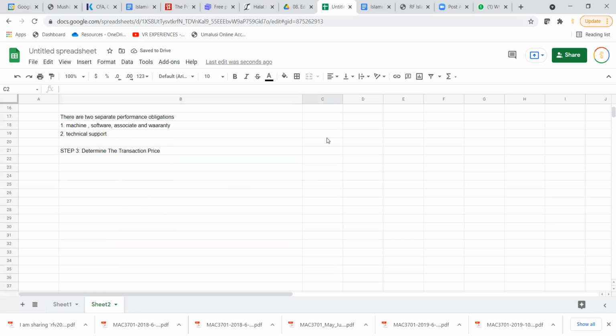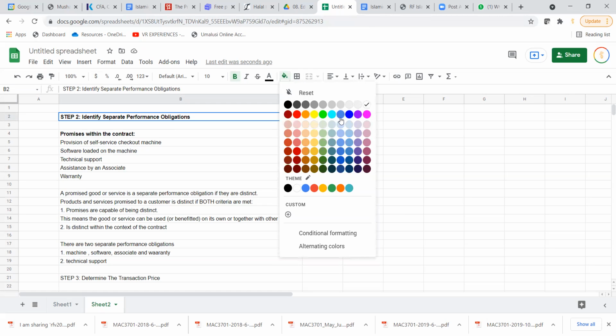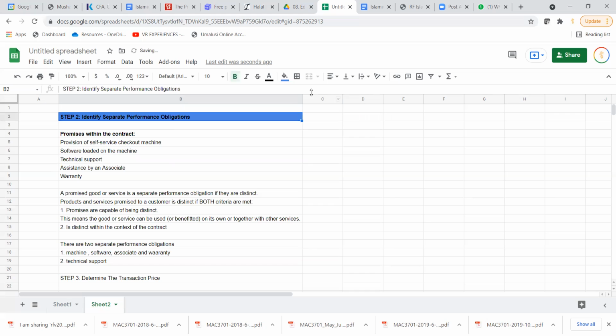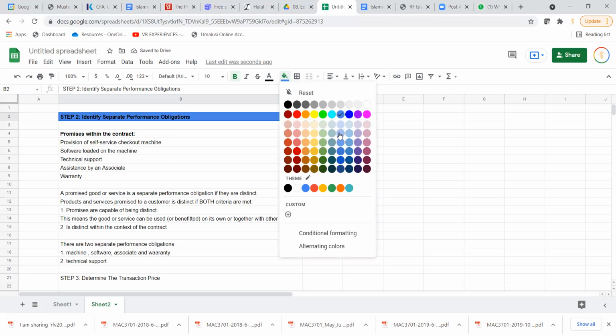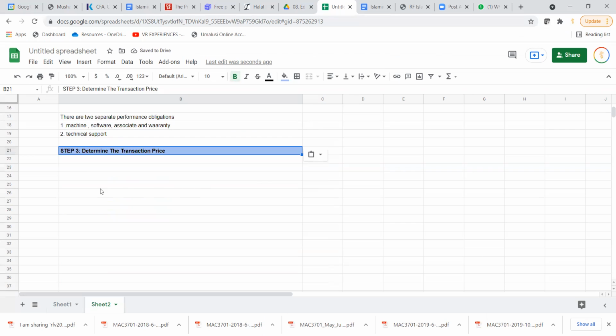Okay, so step number 3, determine the transaction price. When we determine the transaction price, we just look at the full amount for the entire contract period. So what is the full amount for the entire contract period? Let's have a look.